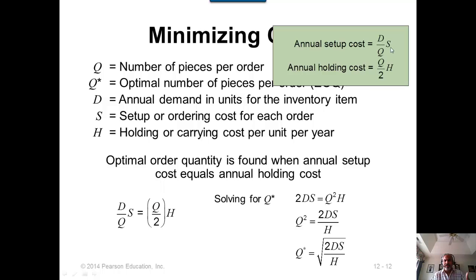Now in the previous slide we showed that when these two are equal, that's when you get the minimum total cost. So you set these two equal to each other and solve for Q, and you get your EOQ formula. So this is the EOQ formula. If you use this formula to find the order quantity, then you're guaranteed to have the smallest possible total annual cost, the sum of these two costs.